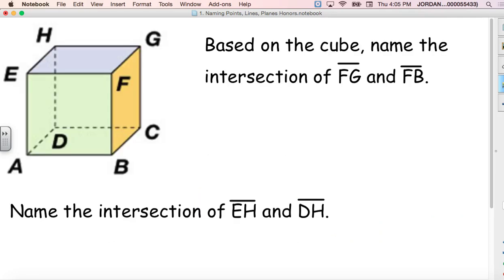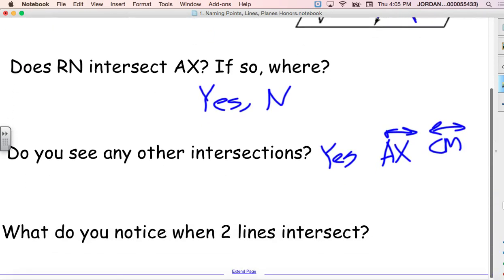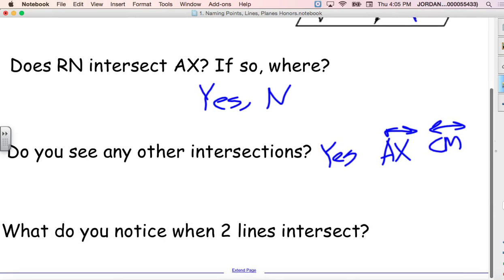All right, so that's a little bit about intersections. And what do you notice when two lines intersect? Again, we pointed that out already. They intersect at a point, okay, at one specific point.